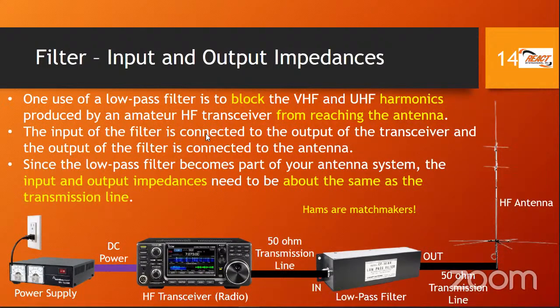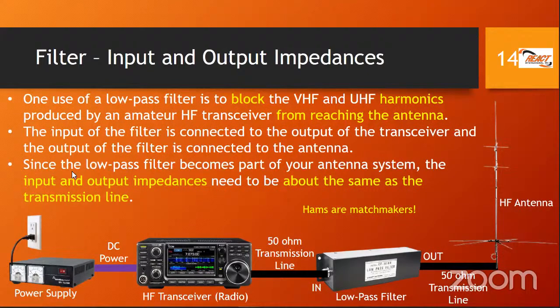So the input of the filter is connected to the output of the transceiver. We see that here. This is the input or the in of the filter, and this is the out. But the input of the filter is connected to the output of our radio or transceiver. And the output of the filter is connected to the antenna. So this is our output from the filter, and it goes via feed line or cable to our antenna.